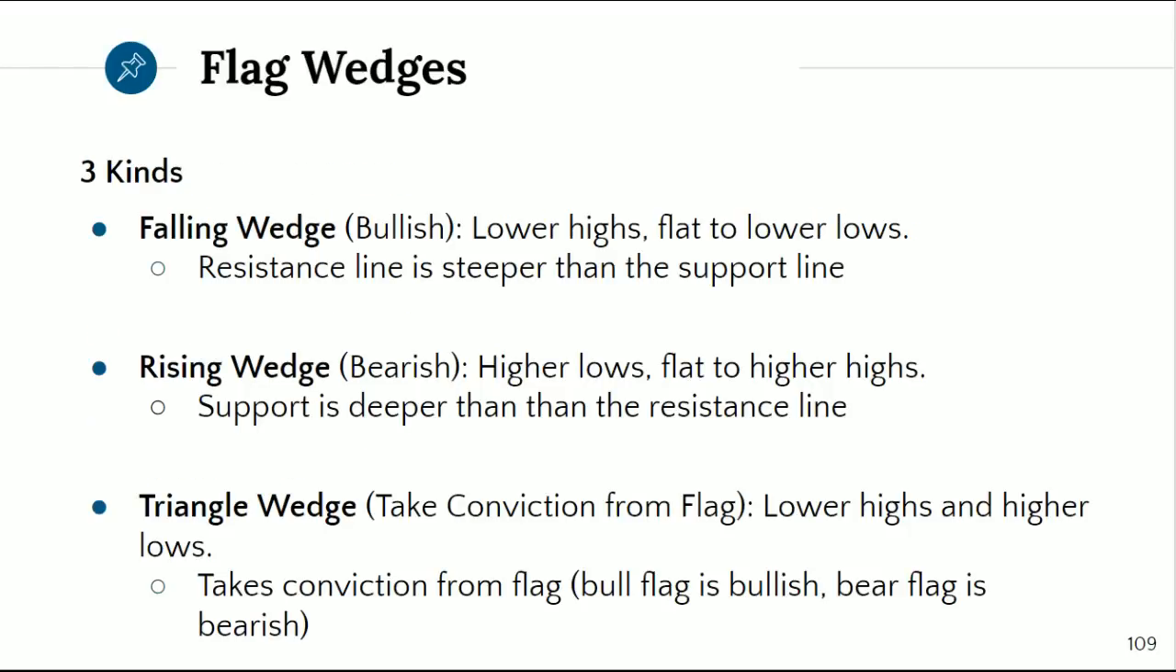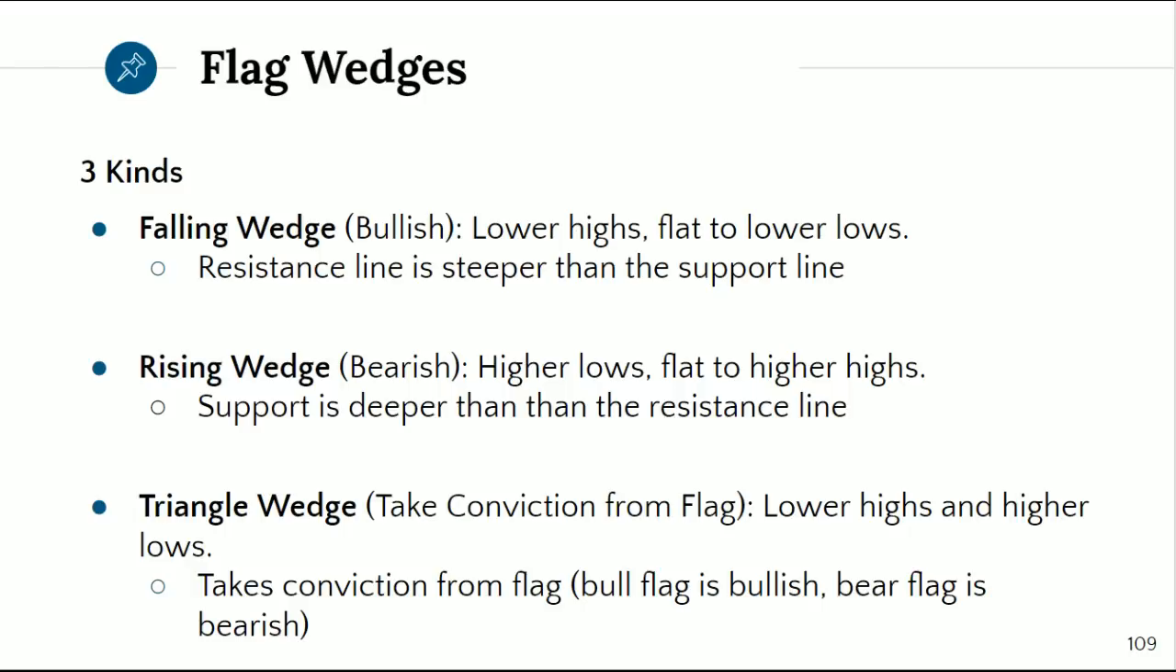There are 3 kinds of wedges, maybe you didn't know this, that I follow on bull and bear flags. The first is a falling wedge, which I consider bullish. It doesn't matter what time frame you're using, it works on every time frame. A falling wedge is bullish. It has lower highs and flat to lower lows. In English, when you draw a resistance trend line, it's steeper than the support line. When you have a rising wedge, it's bearish.